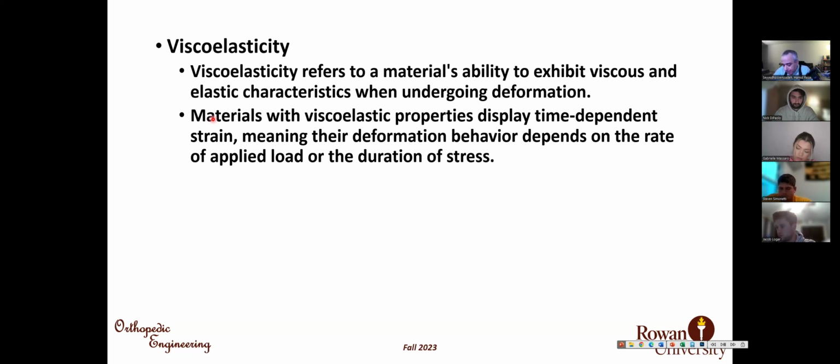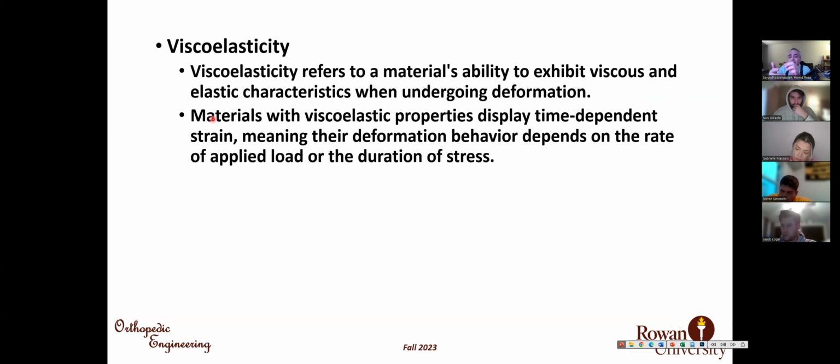Before continuing, let's discuss the concept of viscoelasticity, because tendon, cartilage, and bone are viscoelastic materials. They are not purely elastic, they are not purely plastic, they are not purely viscous. They are viscoelastic materials.